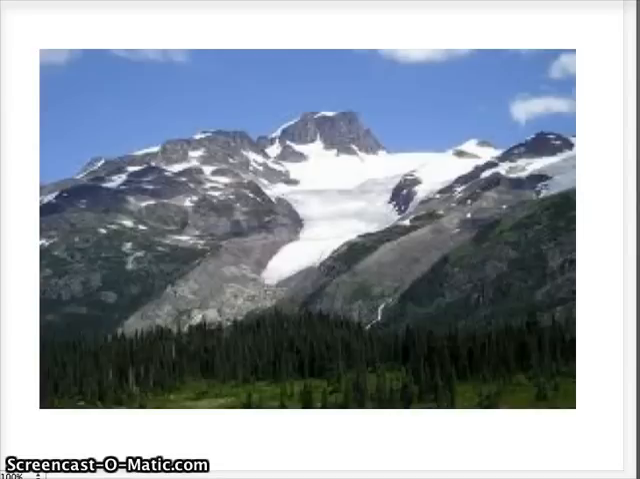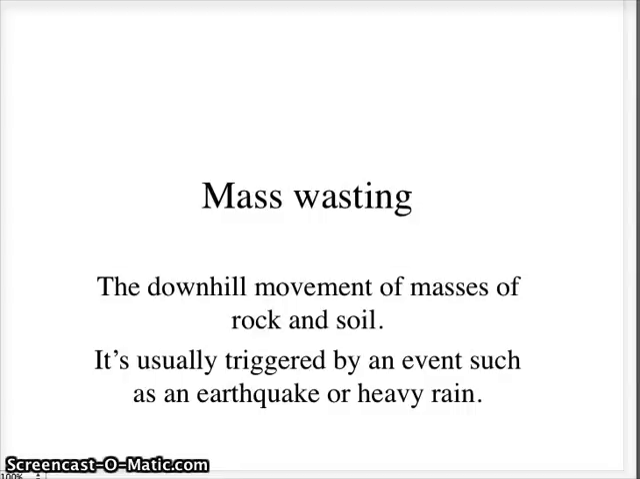Another form of erosion, or I guess kind of a large scale form of erosion, is something called mass wasting. Mass wasting is the downhill movement of masses of rock and soil. Now we're talking about like rock slides and mudslides, and they're usually triggered by an event such as an earthquake or heavy rain. But there's another event we'll talk about, especially with mudslides, here in just a little bit.